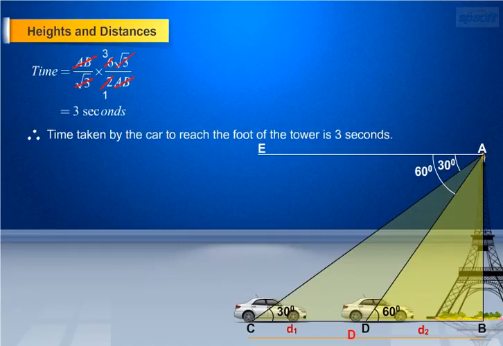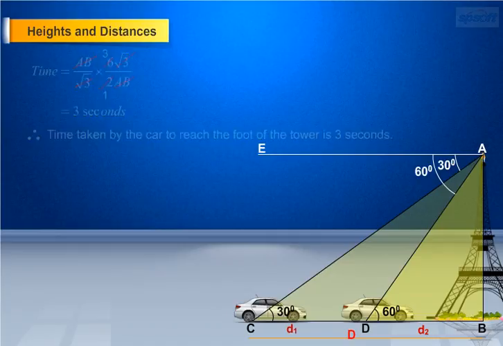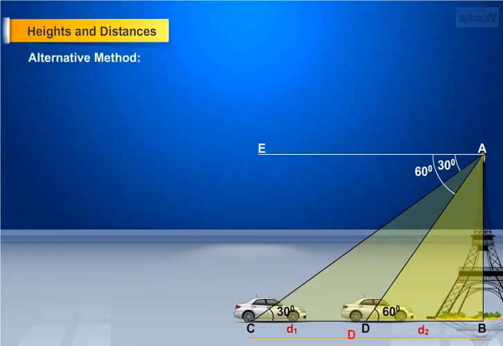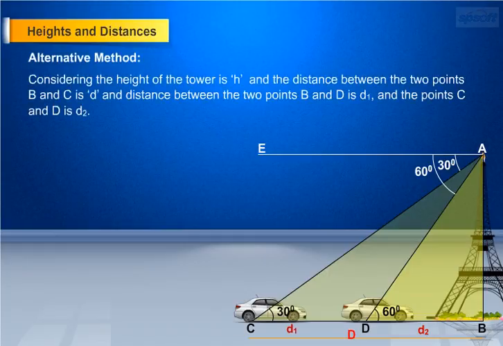Let us see an alternate method to solve this problem. Alternative method. Considering the height of the tower as h, the distance between the 2 points B and C is d. The distance between the 2 points B and D is d1. The distance between points C and D is d2.